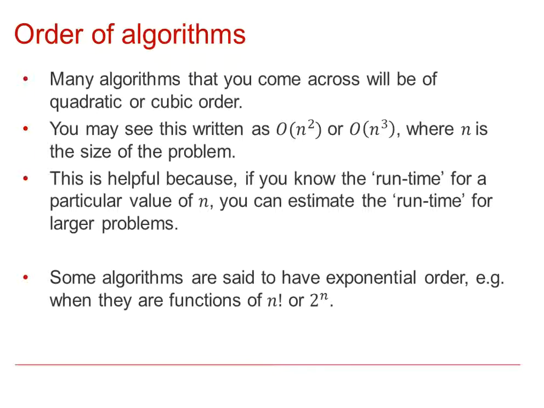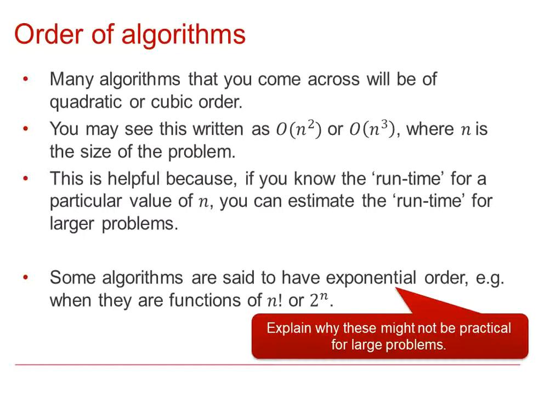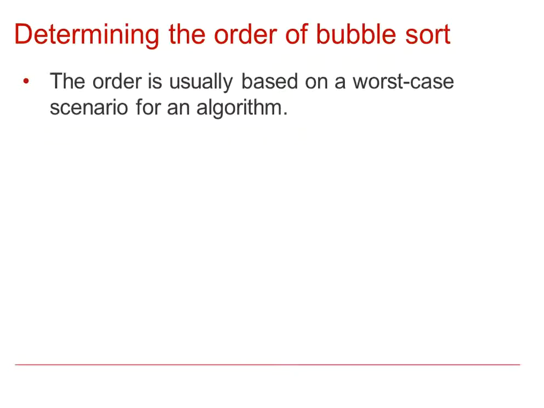Some algorithms are said to have an exponential order. For example, they may be of order n factorial or 2 to the n. These might not be practical for large problems because n factorial and 2 to the n are both exponential growth, and therefore when the problem gets bigger in size, the complexity can become too huge to use in practical terms. The order is usually based on the worst case scenario for an algorithm.